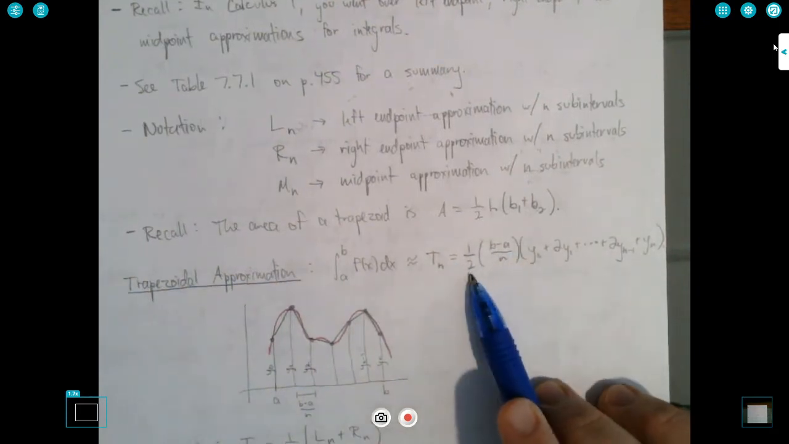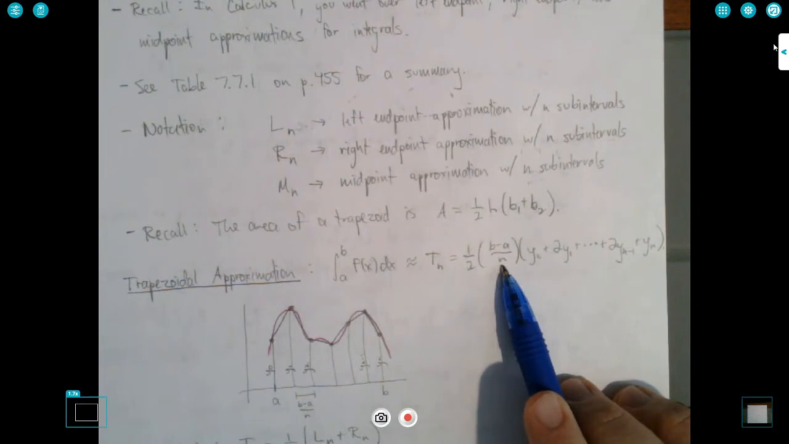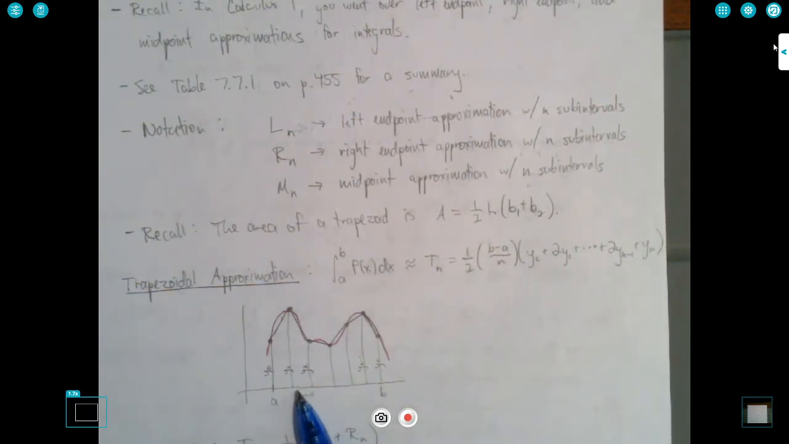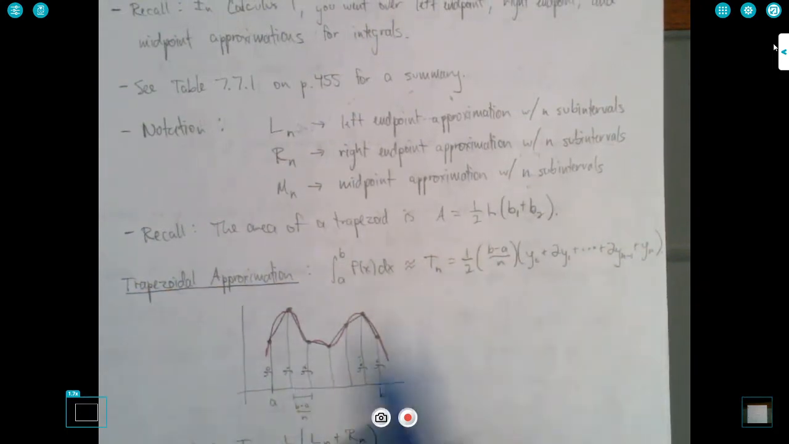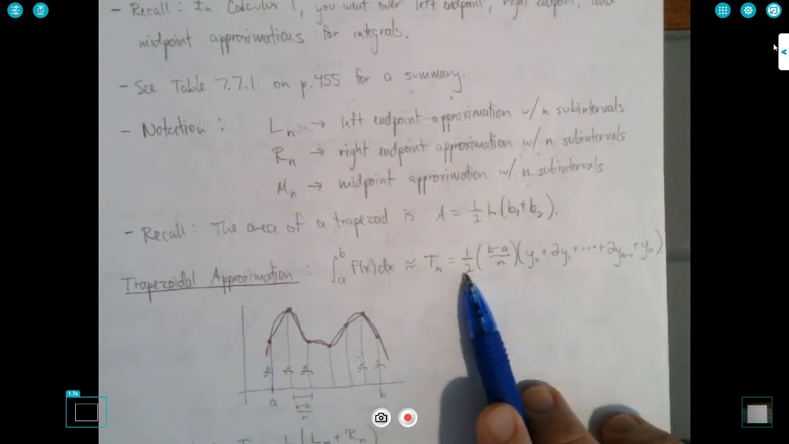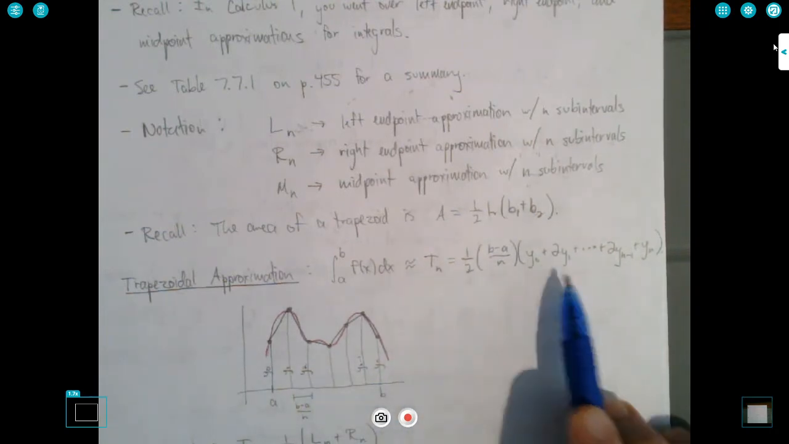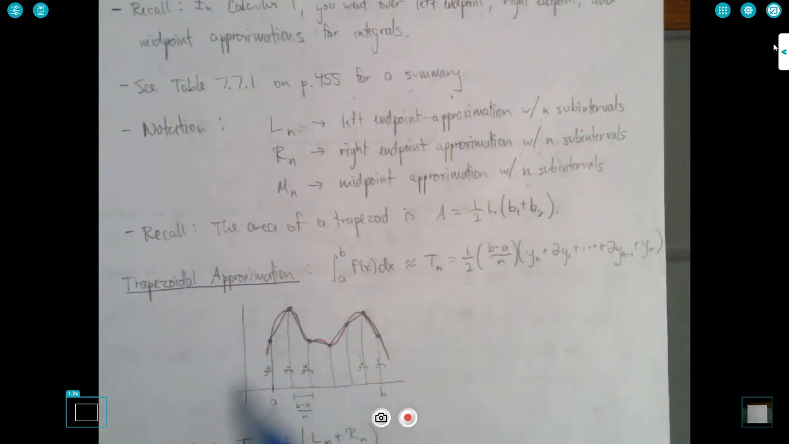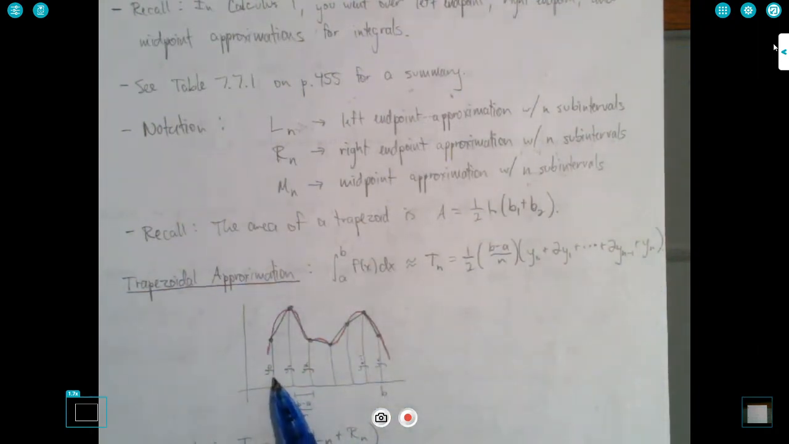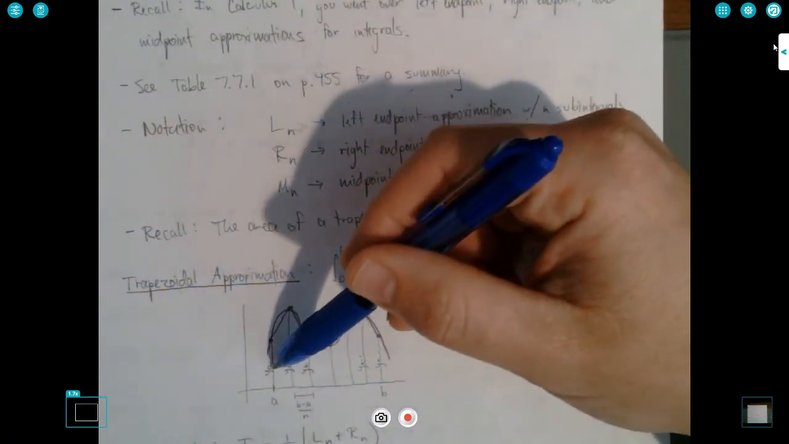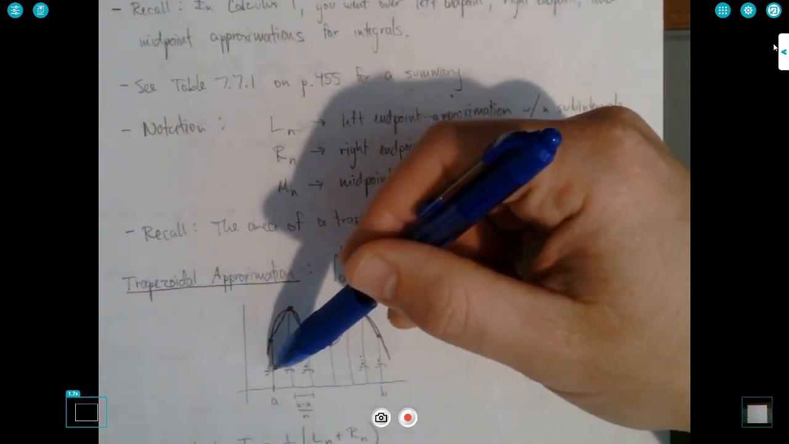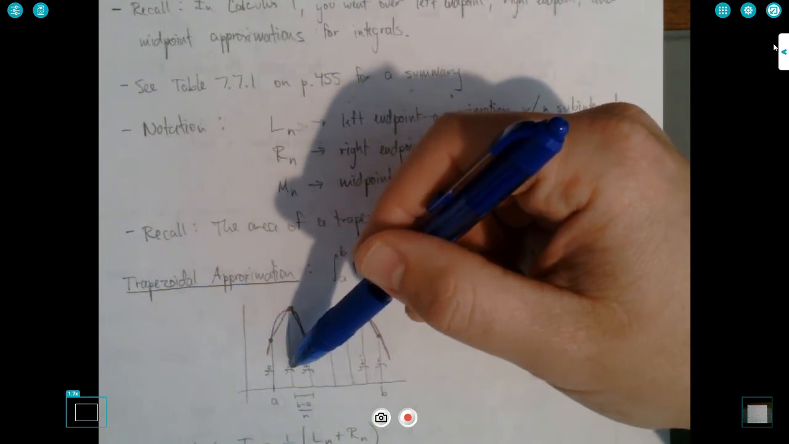And it's 1/2 times height, right? b minus a over n, that's the width of each of these little trapezoids, or the height of each of these trapezoids. So it's 1/2 times height times, and this is maybe a little confusing, but check it out. To do the area of this first little trapezoid, you would do 1/2 times height, which is b minus a over n, and then times b1 plus b2, so times y0 plus y1.